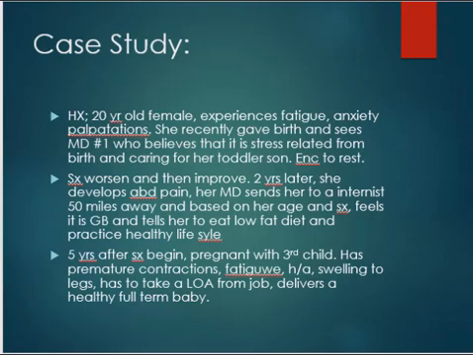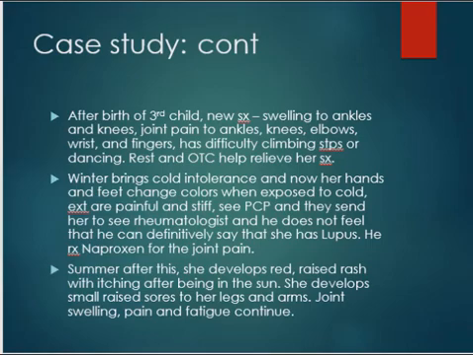Then, 5 years after the symptoms started, she's pregnant with her third child. She has premature contractions, fatigue, headache, swelling to the legs, had to take a leave of absence, and delivers her baby boy. After the birth of this little boy, she has swelling to her ankles and knees, joint pain, elbows. She has difficulty climbing steps, dancing, etc. Rest and over-the-counters help with her symptoms. Winter brings a cold intolerance, and she has concerns with her hands. They're painful, they're stiff.